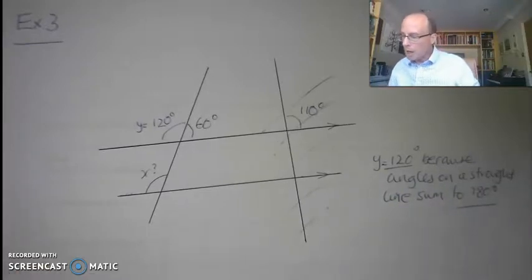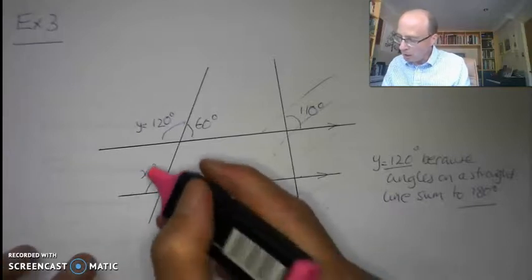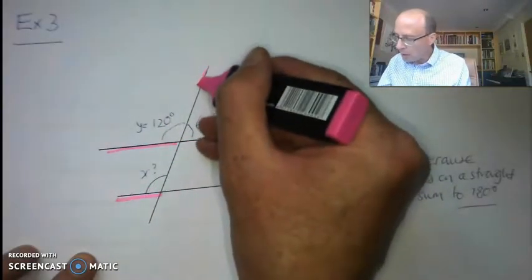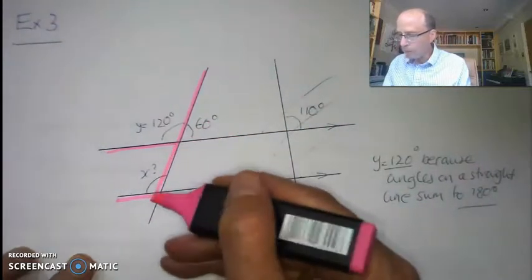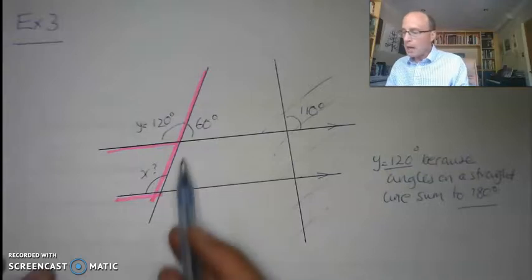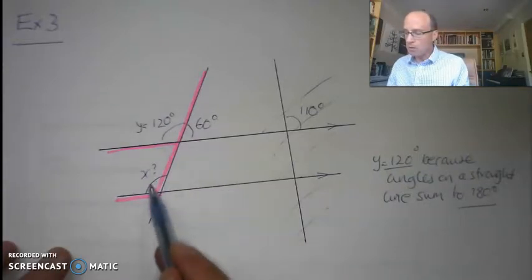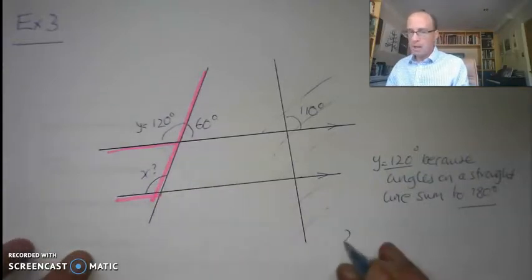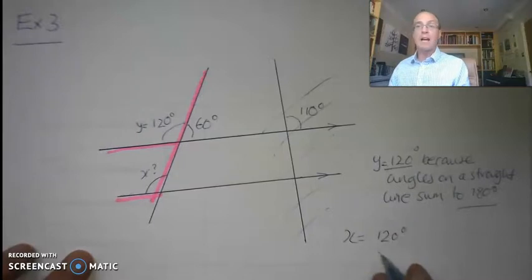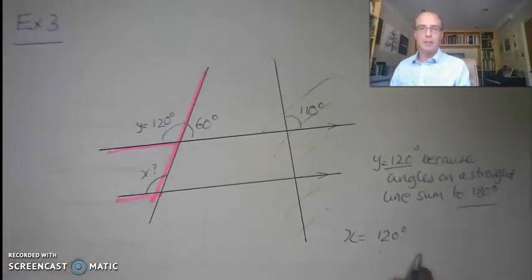Okay, what have we got now? Well, this time I think we have got an upside down F. So we're going to be looking for a corresponding angle, and this angle is going to be the same as this one. So x is going to be equal to 120 degrees because it's corresponding, and corresponding angles are equal. You need to write that down.